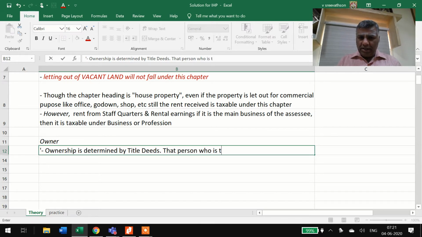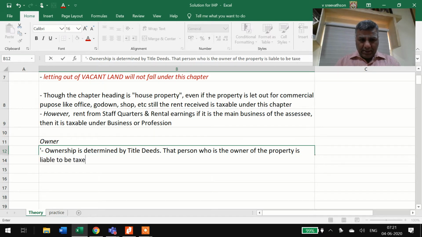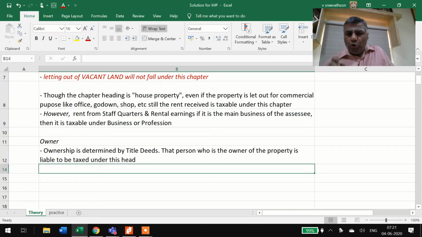That person who is the owner of the property is liable to be taxed under this head. Okay. How do you know a person is owner? Ownership is determined on the basis of title deeds, documents. That person whose name appears in the document is regarded as the owner of the property, and tax or income will be computed in such person's hands. So, only the owner of the property. Ownership is determined on the basis of title deeds. That person whose name appears in the title deeds will be regarded as the owner, and the income will be computed in the hands of that person.